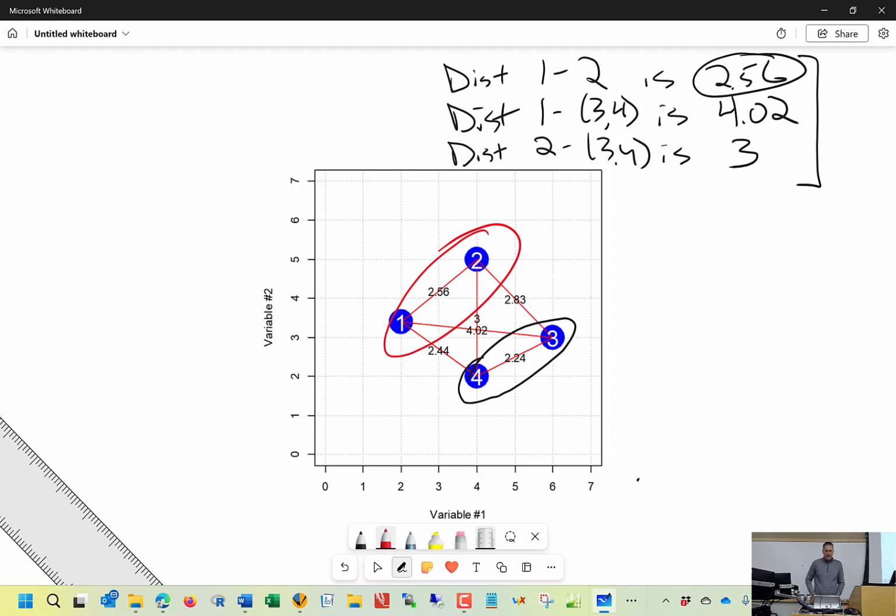Is that 3? I'm looking at the actual numerical value for what is the distance between them. 4.02. That's the distance. Because again, we're looking at what's the furthest neighbor of this cluster that has 1 and 2 in it to the cluster that has 3 and 4. What's the furthest apart they are? And so that's how you make that judgment.